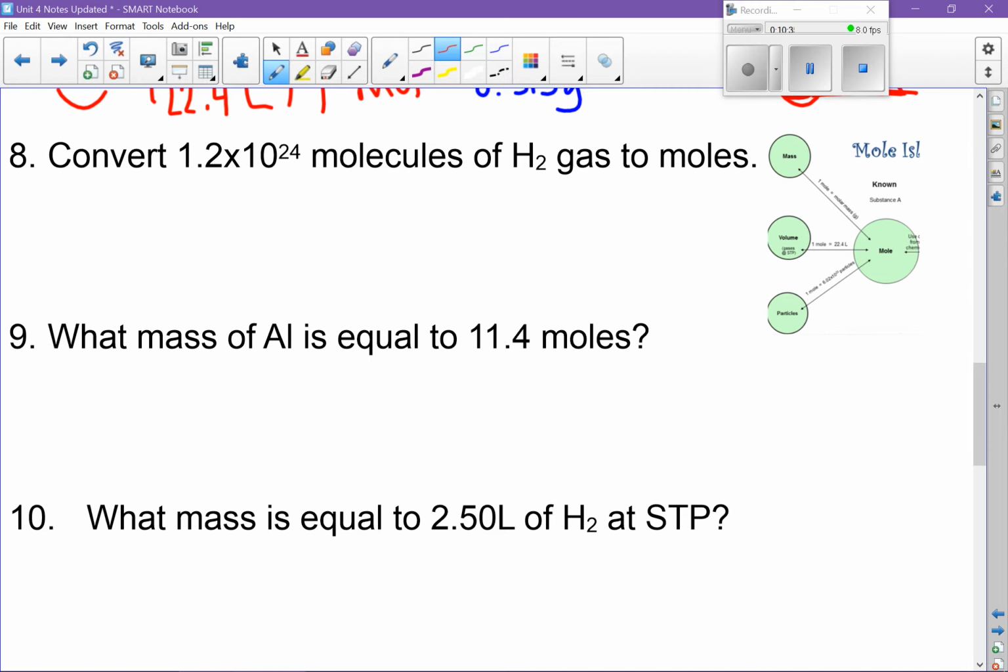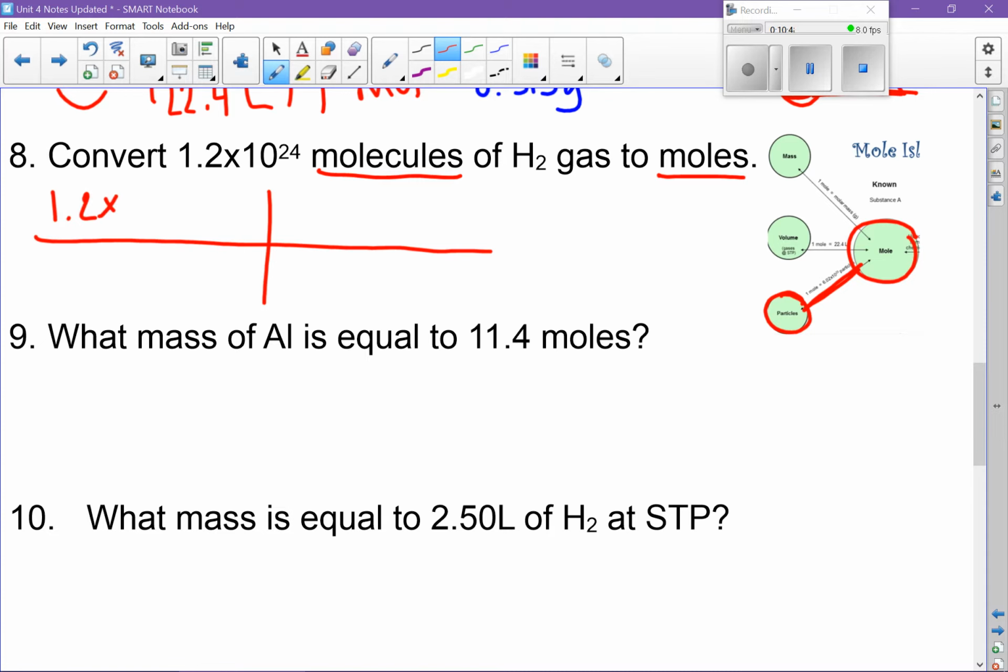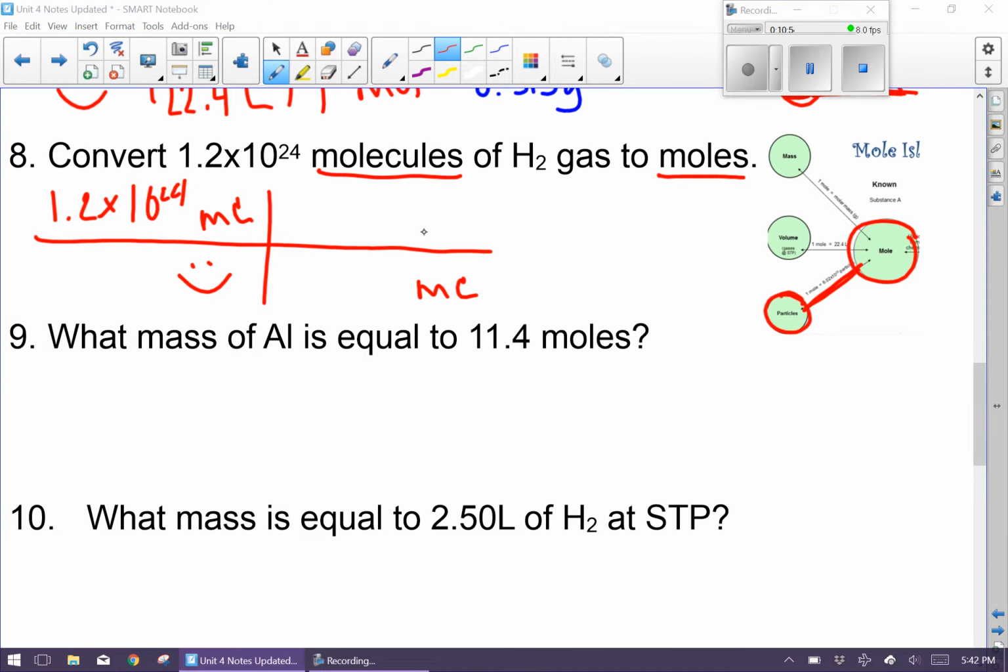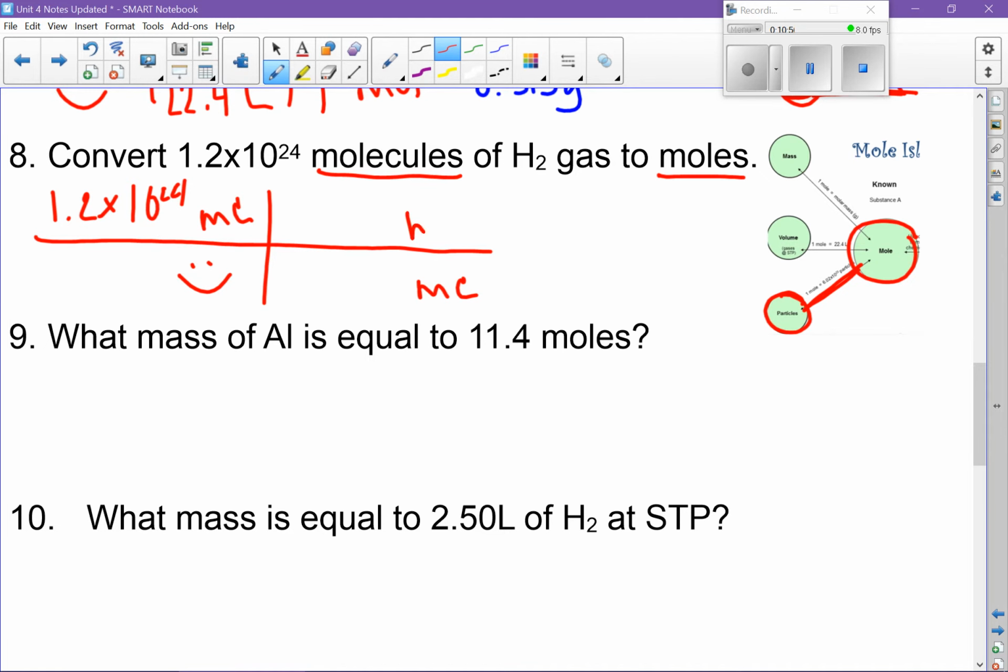Next question. I see molecules and I see moles. Molecules are a kind of particle, and moles is over here. This is a nice easy one-step fence. Start with what you're given. Molecules up, molecules down. I'm looking for moles. Always one with the mole.